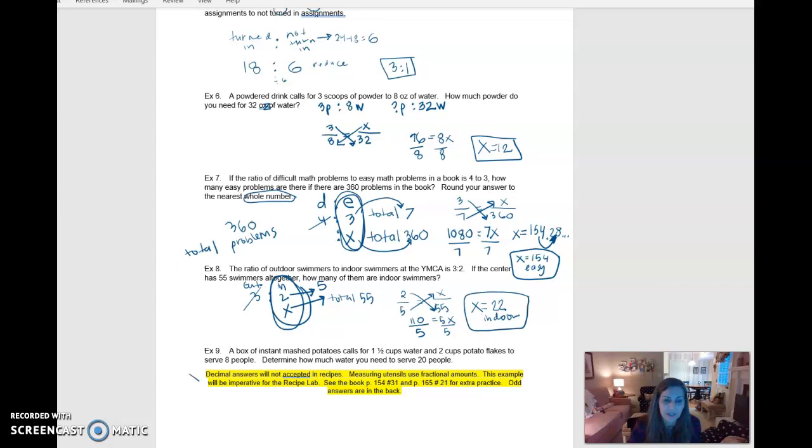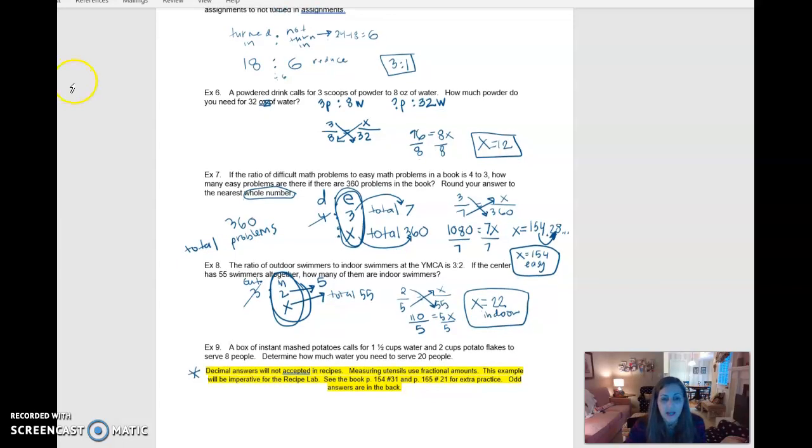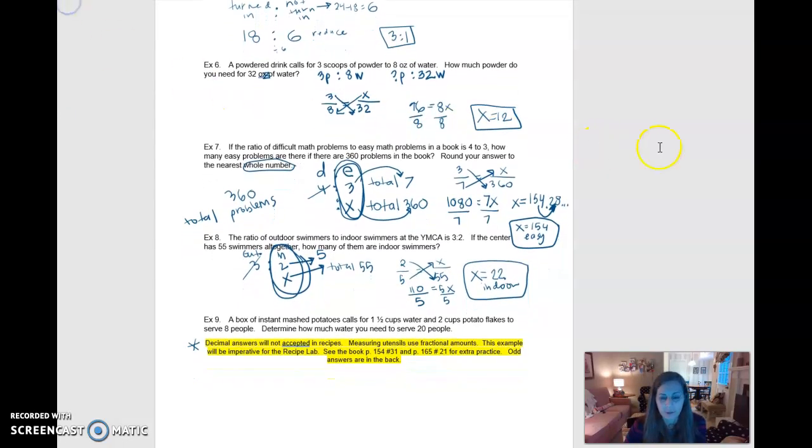And finally, now this one is super duper important. You're going to have a recipe lab this week, and this problem is similar to the recipe lab. A box of instant mashed potatoes calls for 1 1/2 cups of water to 2 cups of potatoes, and that will serve 8 people. Determine how much water you need to serve 20 people.